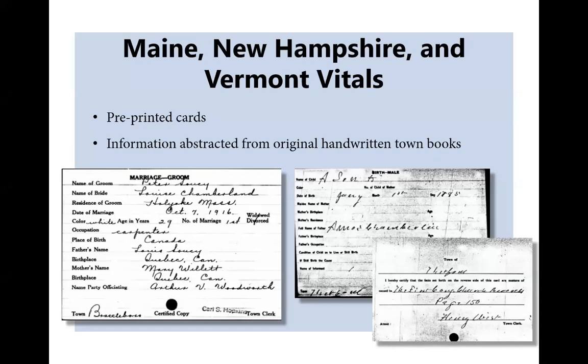Here on the left, we have a marriage card for a groom. And on the right, we have a birth card for a male Chamberlain. And you will see that these cards have a flip side. On the back side, it says where the town clerk got the information. So for the male Chamberlain birth, we see that the town clerk, Henry West, abstracted the information from the First Congregational Church records, page 150.